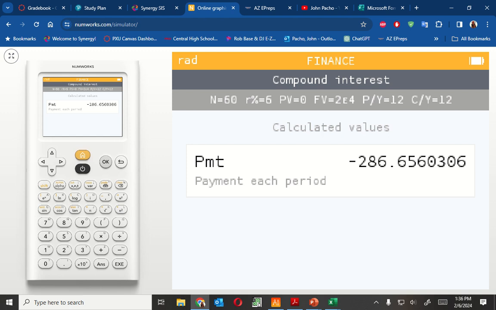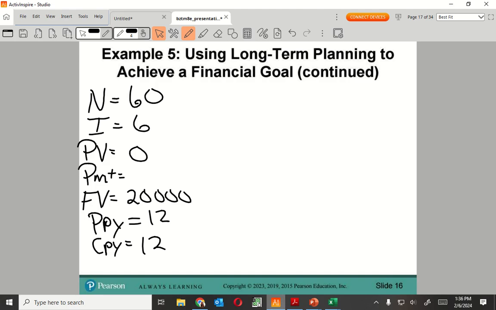Present value. 0. Good. Future value, 20,000. Payments per year, 12. CPY, 12. Payment at the end. So my monthly payment's going to come out to be 286.66. So I'm going to pay that every month. And that's going to help me get my $20,000 down payment.